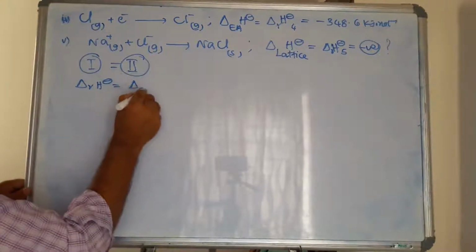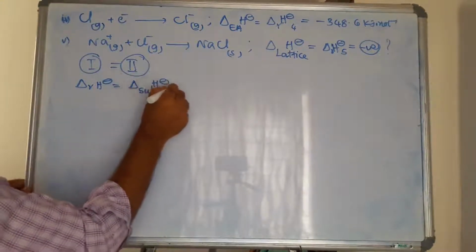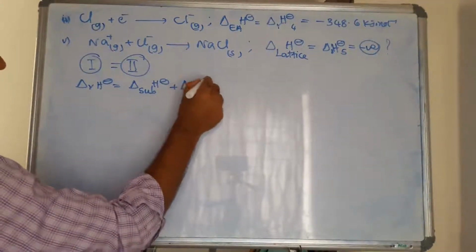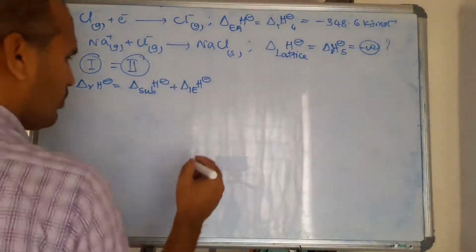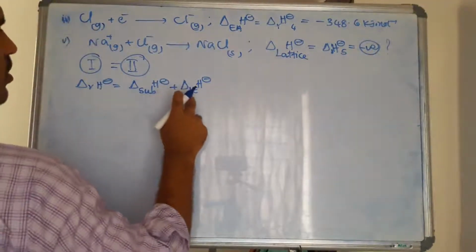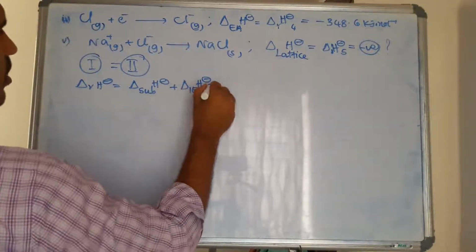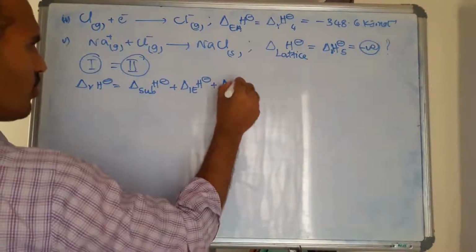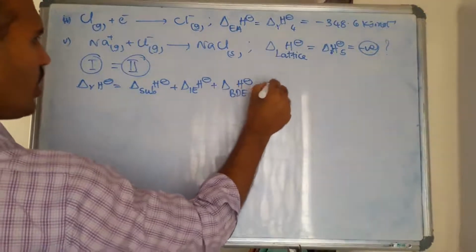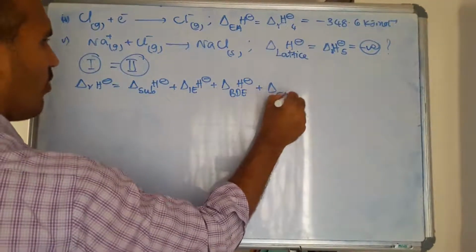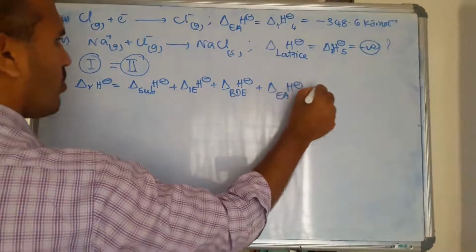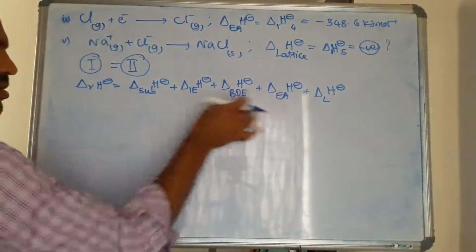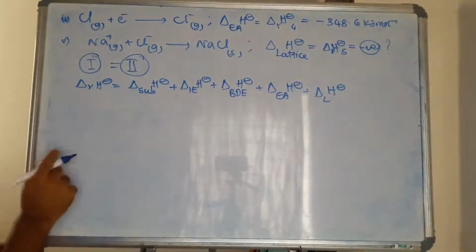First, sublimation plus enthalpy of ionization enthalpy, and another one is bond dissociation enthalpy, another one is electron affinity, another one is lattice enthalpy. This all sum is equal to the single step.